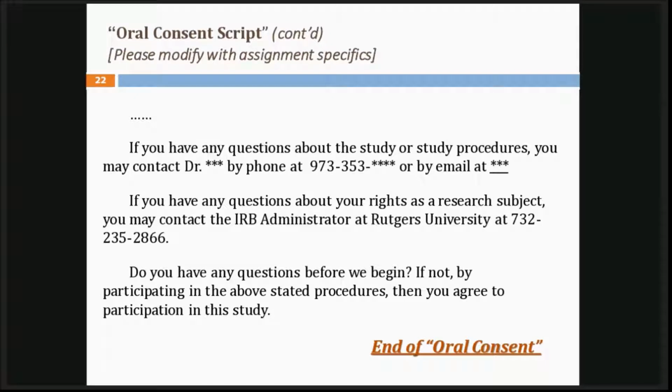So if you have any questions about the study, you can have them contact your capstone professor. You provide the professor's name, office phone number, or email address. And also, you provide them with the Rutgers IRB contact information, just in case they have any questions about you as the researcher, and about their own rights as a research subject, or any research procedure. So they can contact the IRB administrator at Rutgers University at this number.